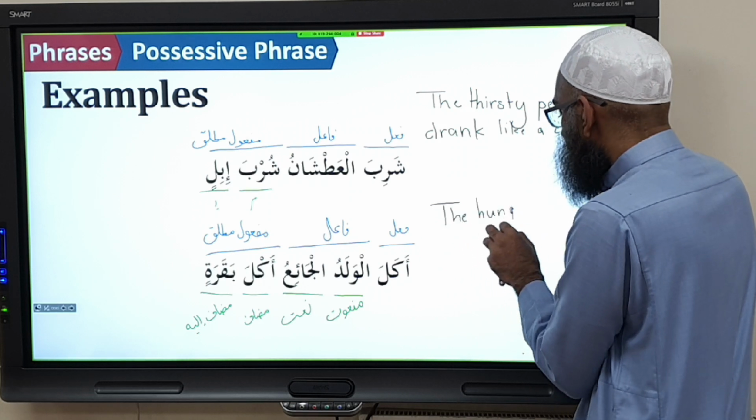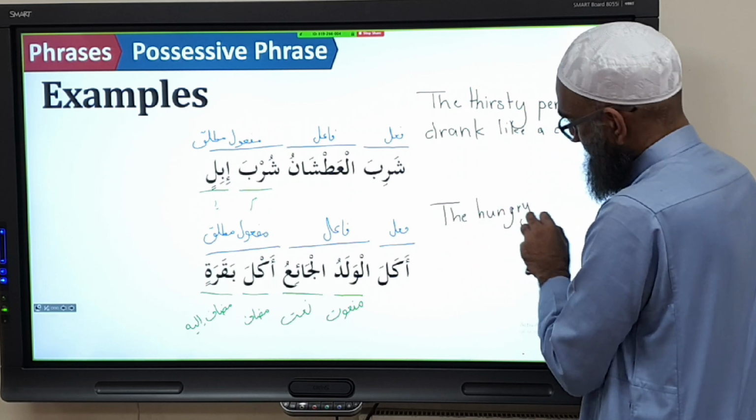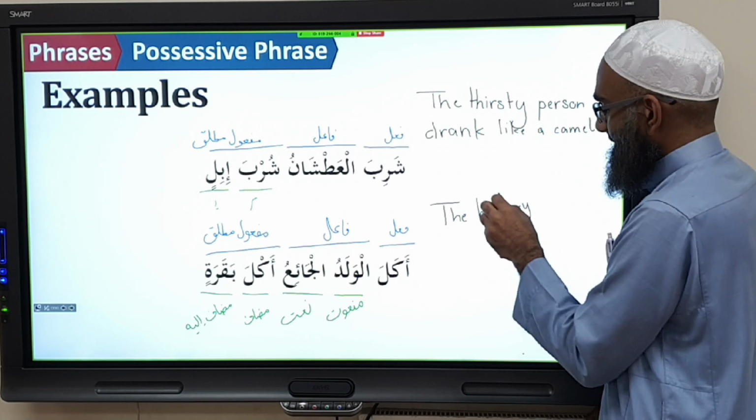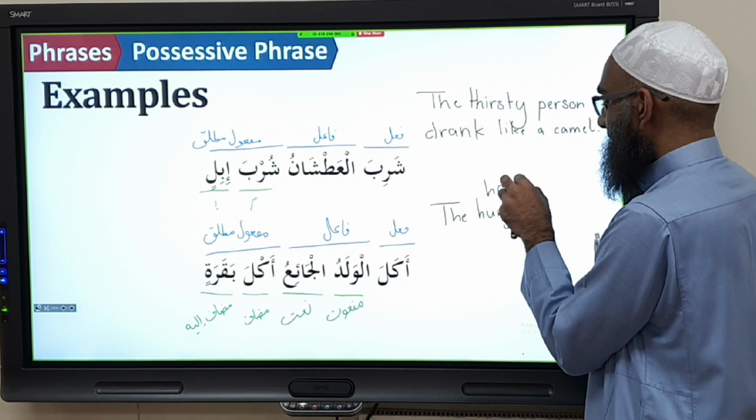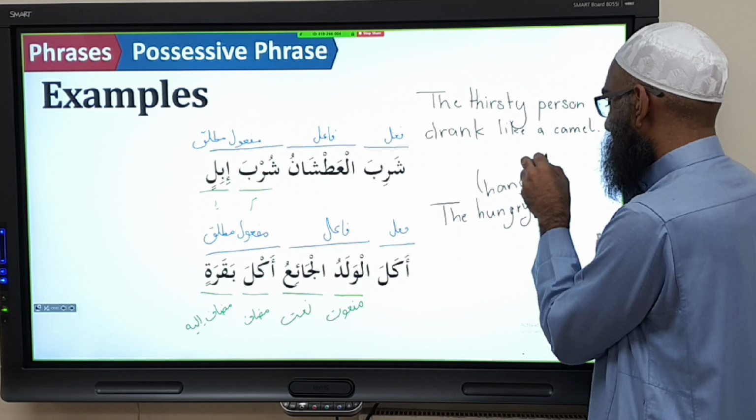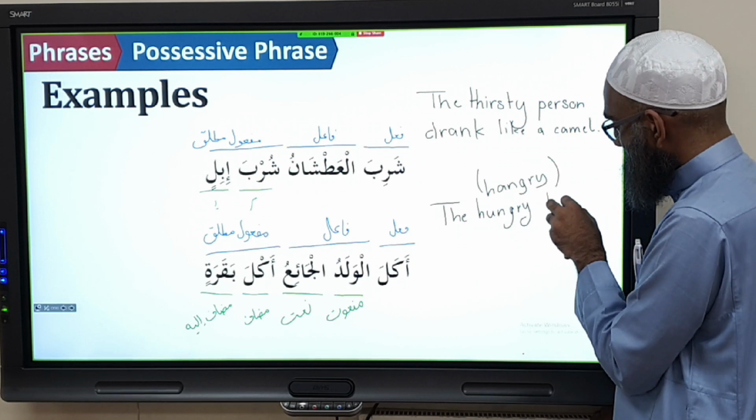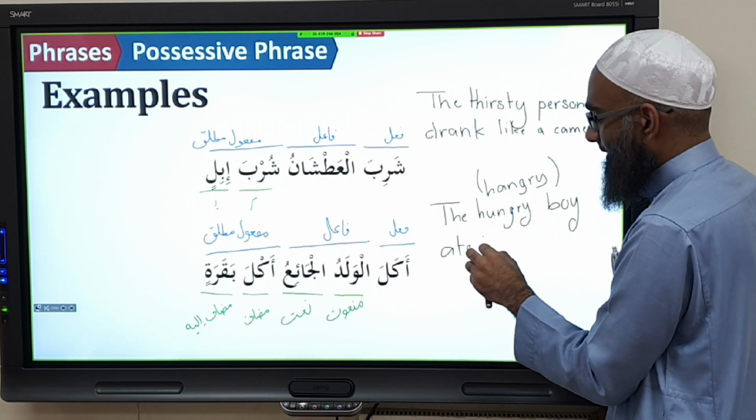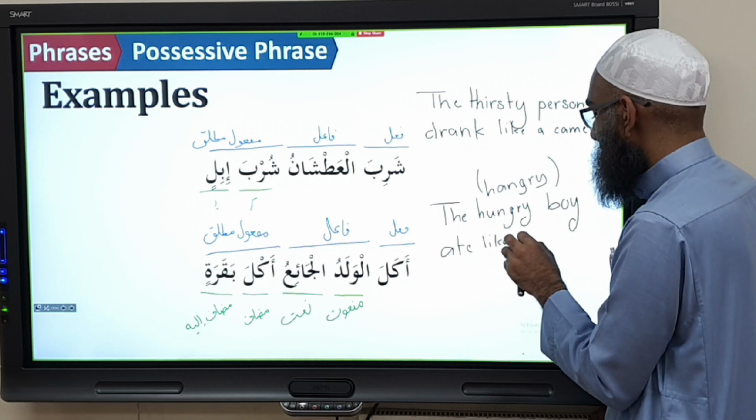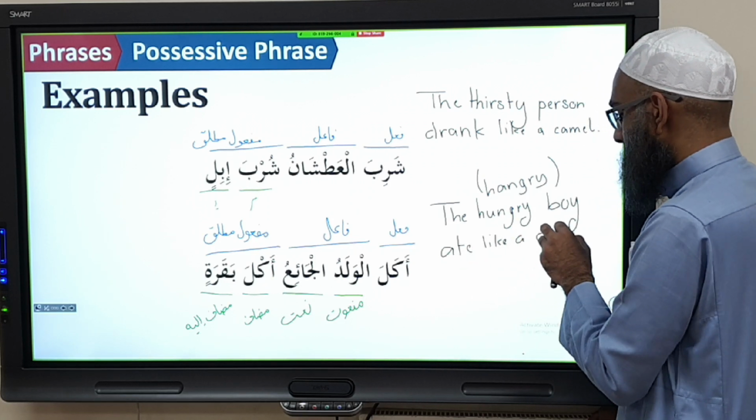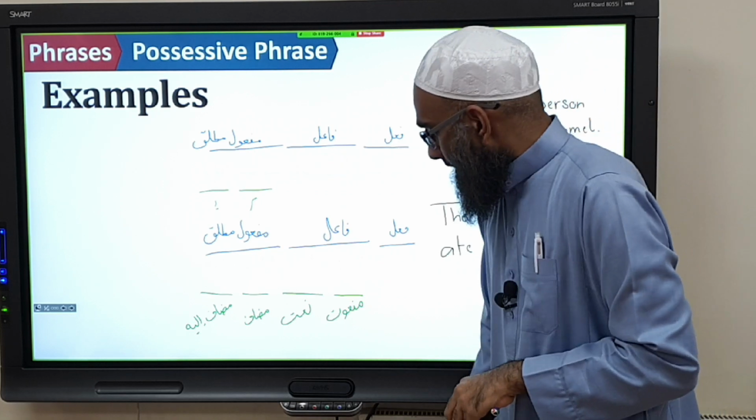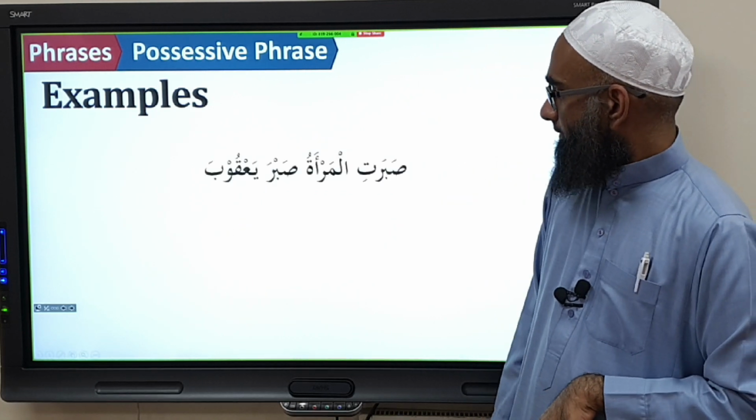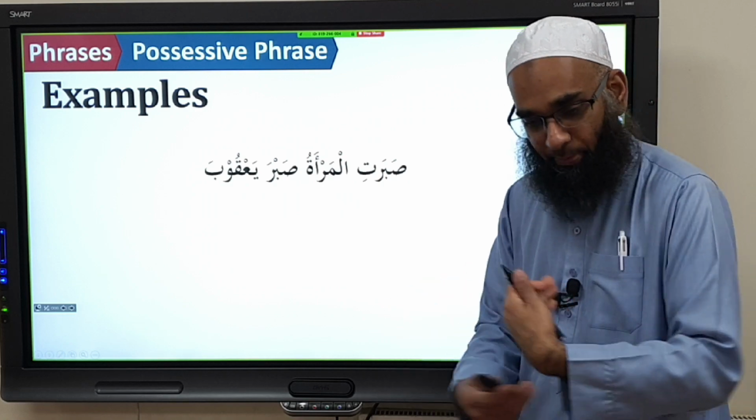And if you're hungry and you're angry, what do you become? Hungry. No? The hungry boy, yeah. Ate, huh? Like a cow. It's a bit insulting, but I'm trying to explain to you how it's used. Okay? I'm just going to give you a lot of examples because this is quite important.